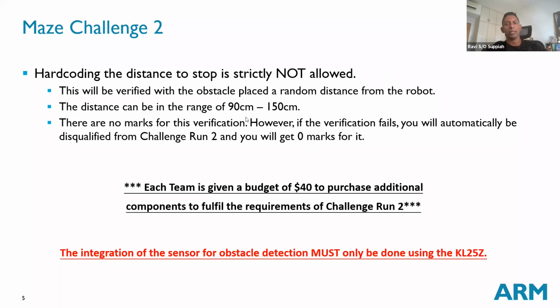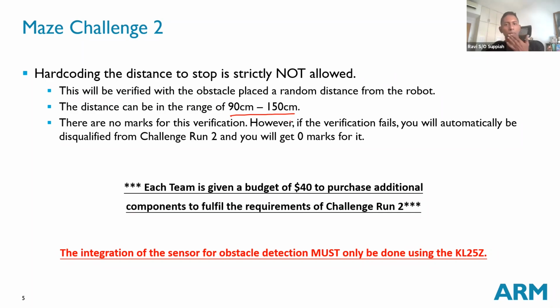That means we will just check whether your robot is able to detect an obstacle that is placed at some random distance. This is just to verify that you have not done any hard coding to your robot based on the distance. If your verification fails, then automatically you get 0 marks for challenge 2.